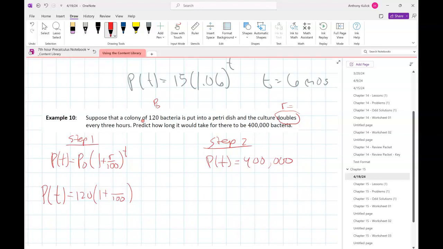If you started at 1 and then you went to 2, how much did you gain? How many units did you gain if you started at 1 and you went to 2? You gained 1 unit. What percent of the original starting amount did you gain? 100%. What is R? 100%. Double is 100%.